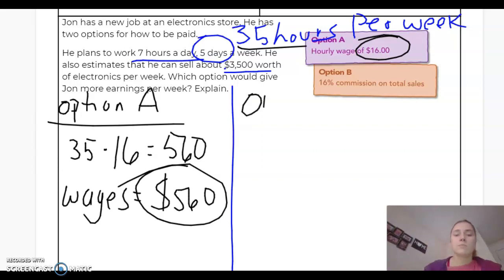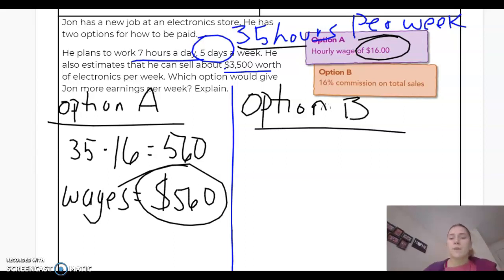Okay, so then we've got option B. So with option B, he is making 16% commission on his total sales. All right. So when we set this one up, we have X equals because we want to find how much commission he's making. And we know that he said he thinks he could sell $3,500 worth of electronics, and he's making 16% commission.